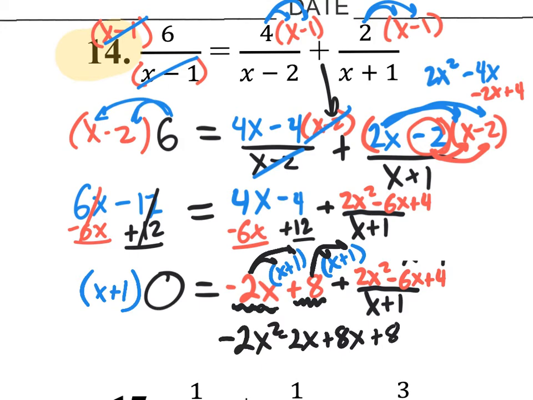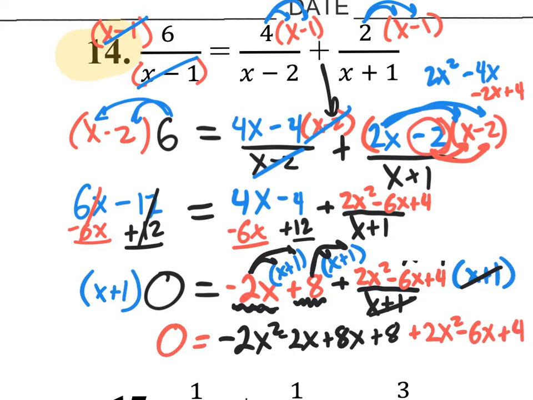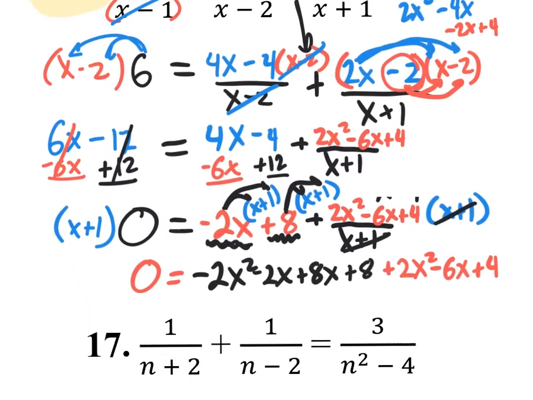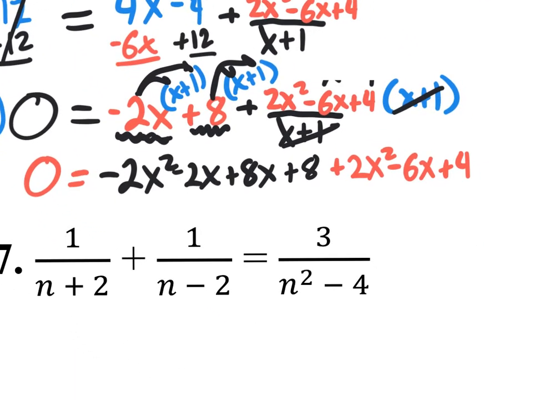And you know what? I forgot, the whole purpose of multiplying everything by x plus 1 was to get this last fraction to cancel right here. So I do end up with the plus 2x squared minus 6x plus 4, no more fractions. This is all equal to 0. So now at this point what we have to do is combine like terms.